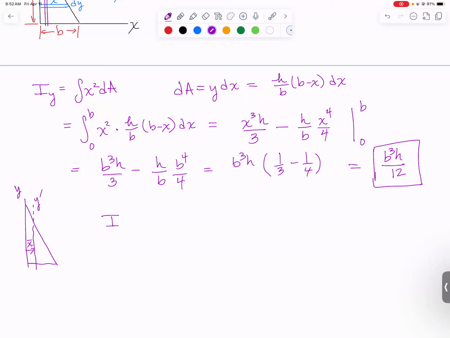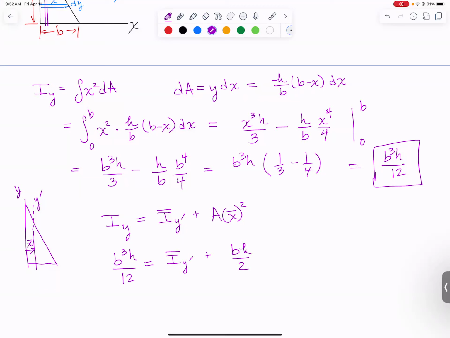Let's use our equation. Parallel axis theorem says the moment of inertia about an axis, like y, is equal to the moment of inertia about the centroidal axis plus the area of the shape times the distance between those two squared, which will be x bar squared. Let's plug in what we know. On the left, we've got b cubed h over 12 for Iy that we just found. Trying to solve for I bar y prime, we need to include the area of the triangle, 1/2 b times h. And then x bar, do you remember x bar for a triangle? If this side is b, the centroid is going to be 1/3 of b over. So times b over 3 squared.